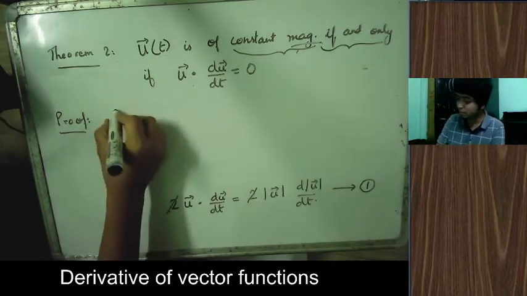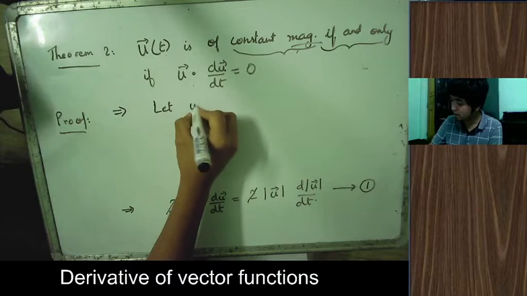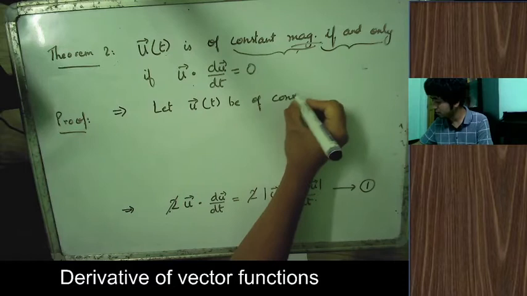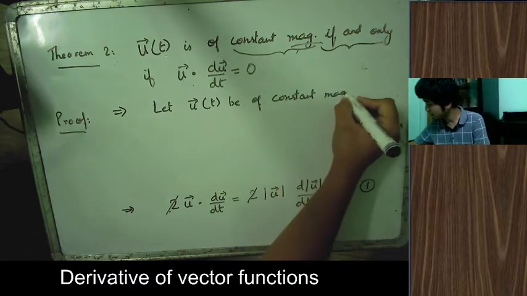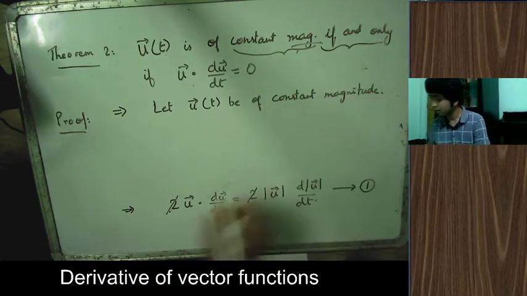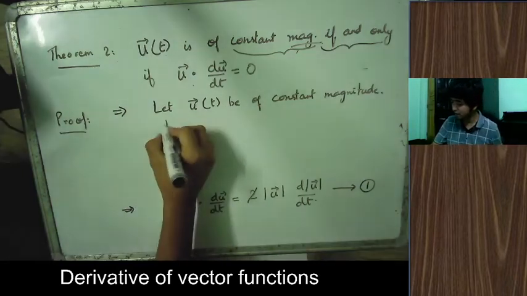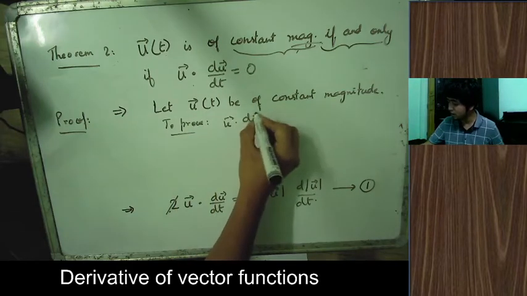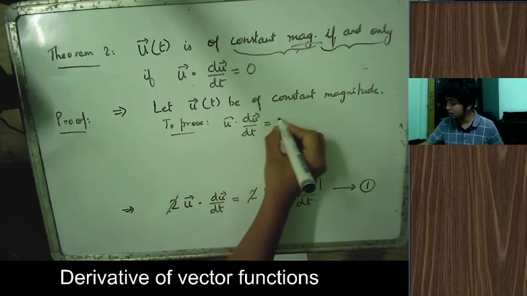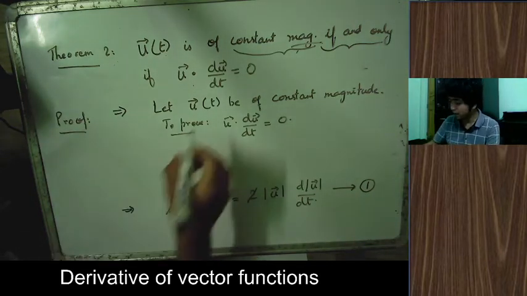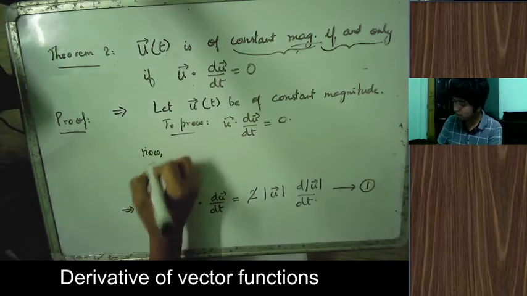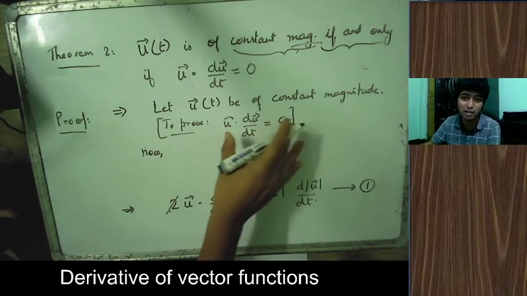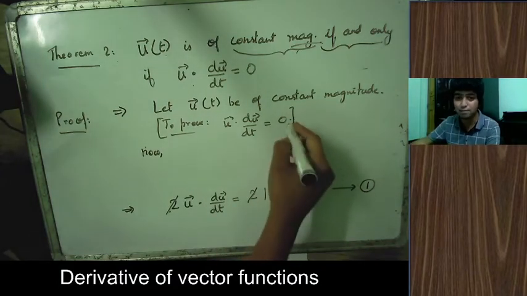Okay, so now we will prove the direct way. Let u bar t be of constant magnitude. So if it is of constant magnitude, we need to prove u dot du dt equal 0. Okay, but now, this one you can write it or you can eliminate it. Okay, it depends on you. So that's why I'm just writing it inside a square box.